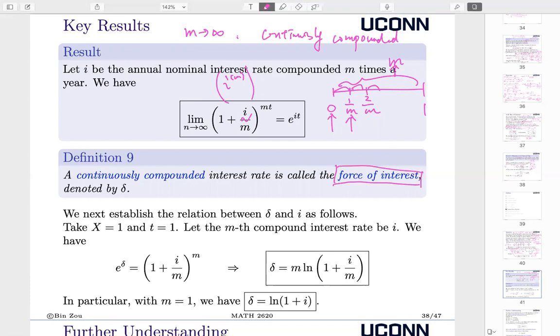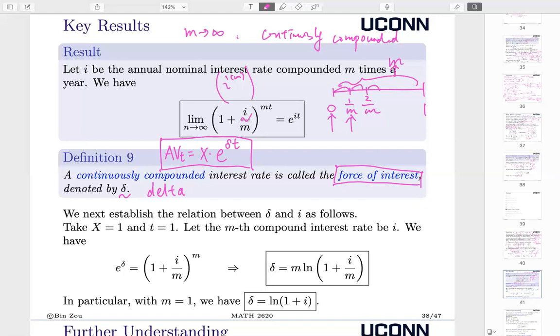And we have a new notation. We don't want to use i. We want to use delta. This is a Greek letter called delta. So in the future, we will simply say the force of interest is delta. If this is delta, that means equivalently I have this definition. So you can simply see this as the definition for the force of interest, or the continuously compounded interest.